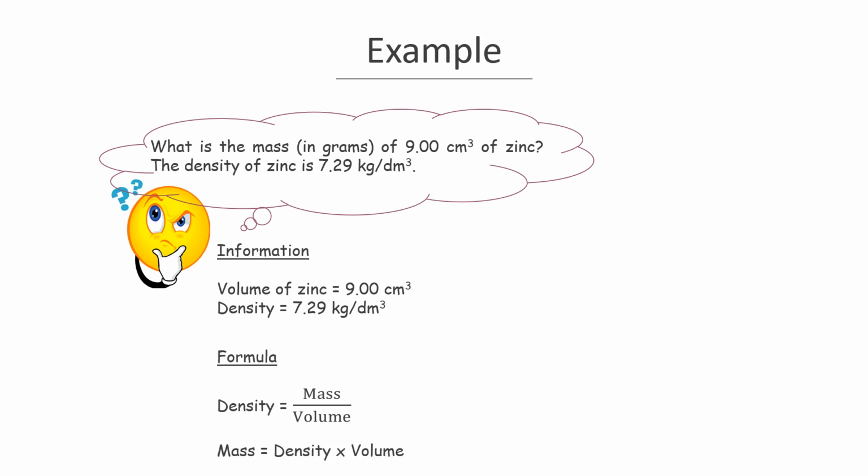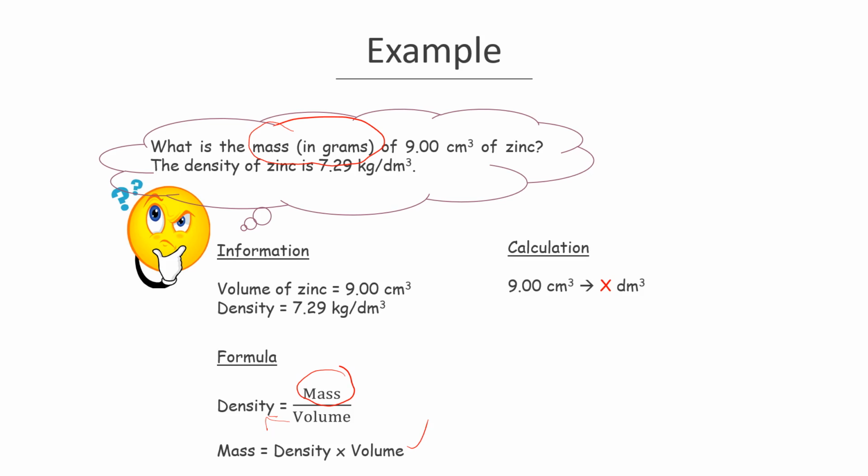So what we need to do is know the formula. The formula for density is equal to mass over volume. The question asks you to find the mass in grams, so we need to find the mass. Mass is equal to density times volume. So this is the formula that we are going to use later on.